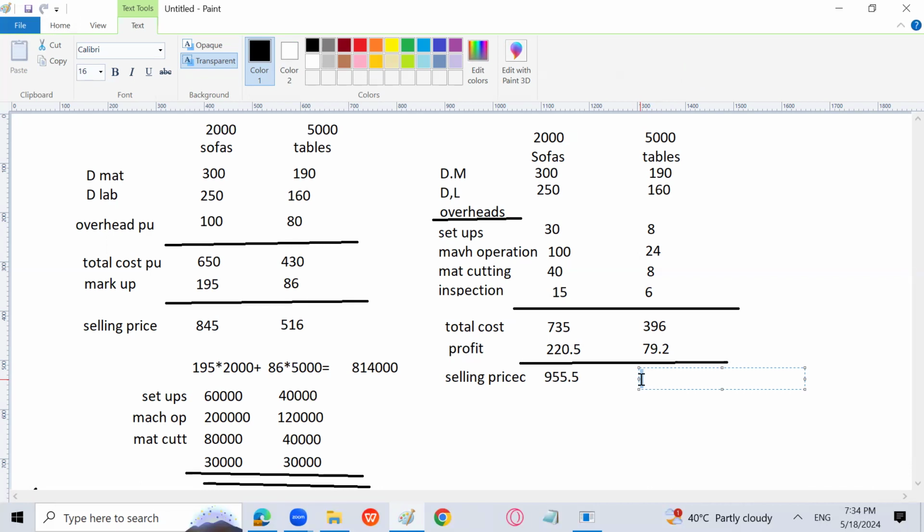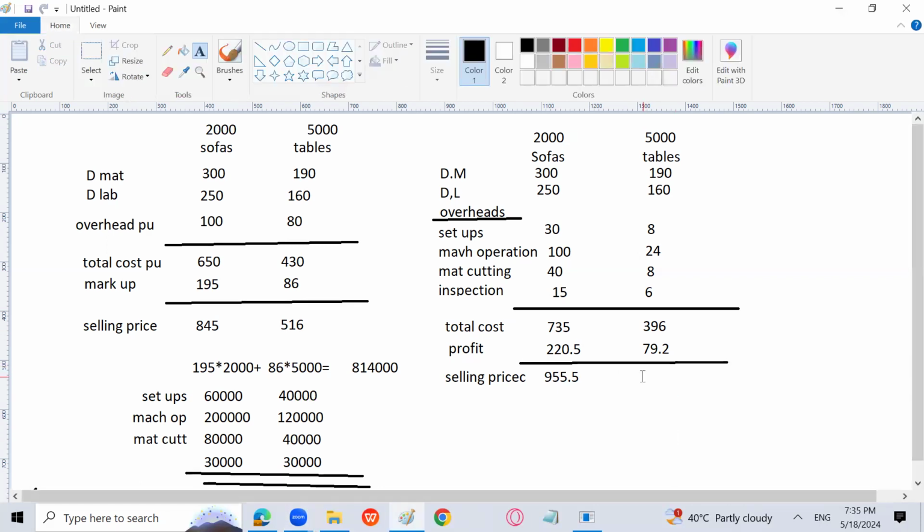Please, 396 plus 79.2. If you can tell me a little early, because I have to go for the next part. Time is a little short. 475.2. Okay, thank you. So 475.2 is the selling price.